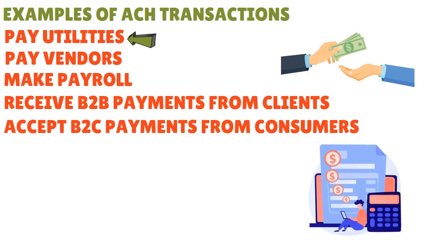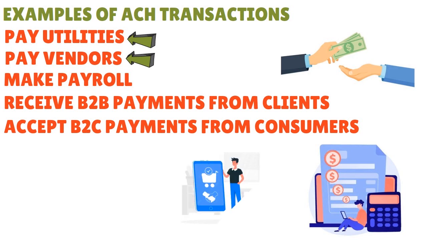You can also pay vendors. Maybe you have a vendor that supplies you equipment every single month on a recurrent basis. You can have a permanent direct debit order, where they debit your account every single month. That's a way to pay vendors.